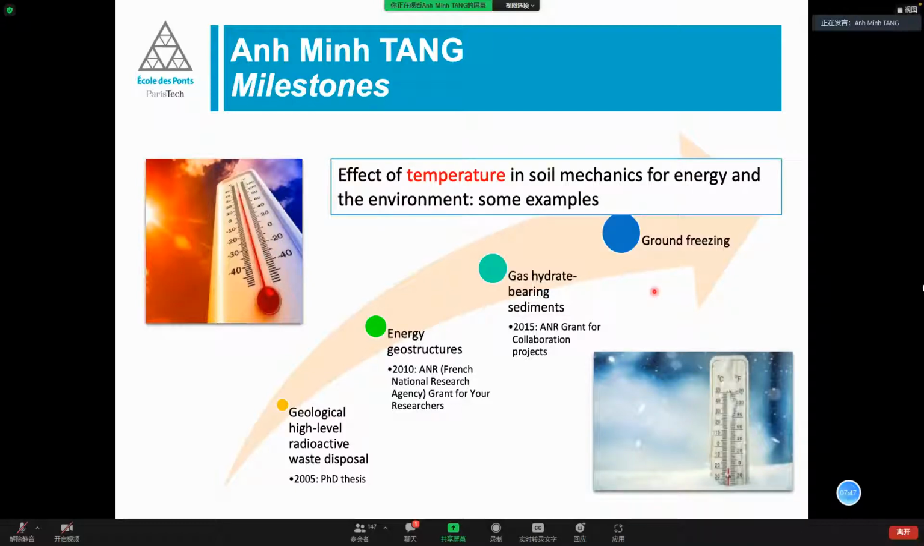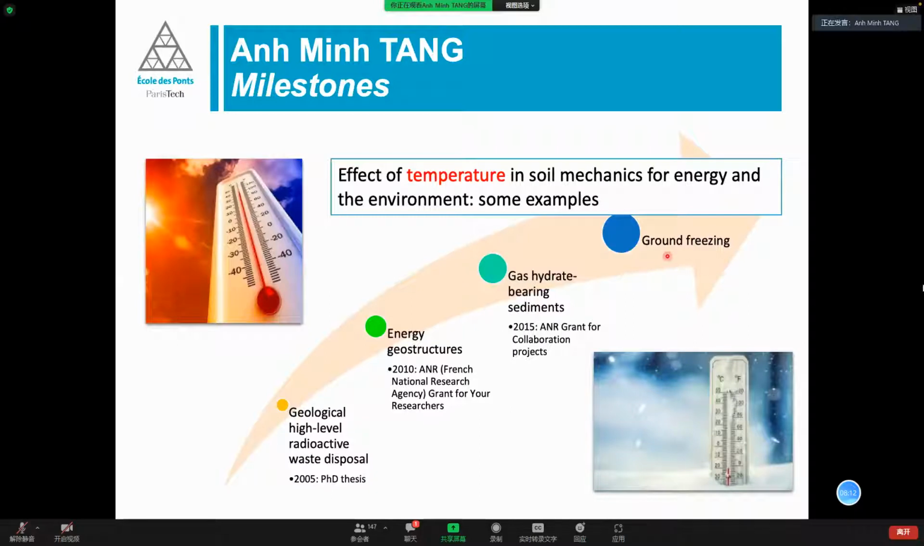That's why I choose this topic to share with you today. For the next slides, I will show different examples, and you see that the range of temperature change goes from the high temperature here, up to 80 degrees, and goes lower and lower, down to 0 degrees here. So just an idea of the presentation of the next slides.